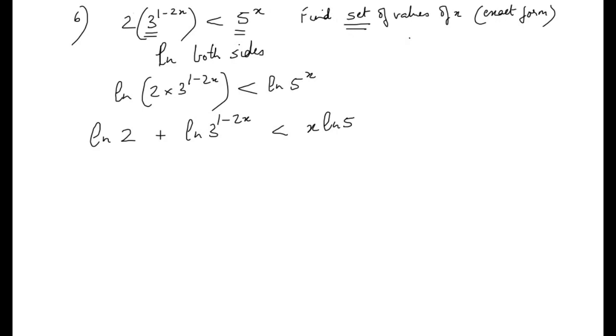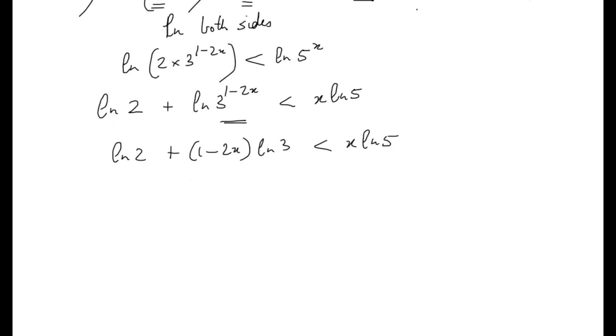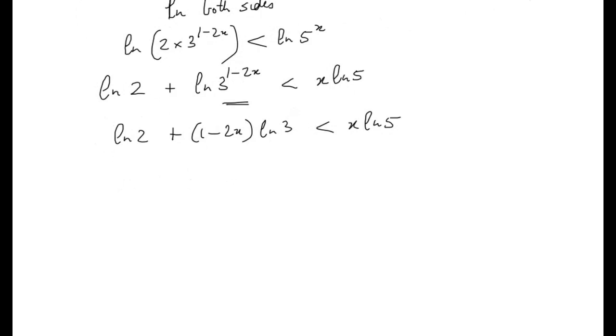Right, now what do we do with the 1 minus 2x? We bring it out as a multiplier. Log 2 plus (1 minus 2x) log 3 less than x log 5. Now my aim here is to isolate the x's so that I can make them the subject and solve. So I'm going to expand this, open the brackets. Log 2 plus 1 into log 3 is just log 3, and minus 2x into log 3 is minus 2x log 3, less than x log 5.